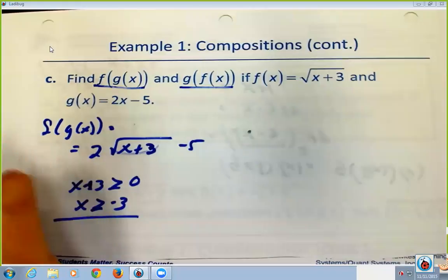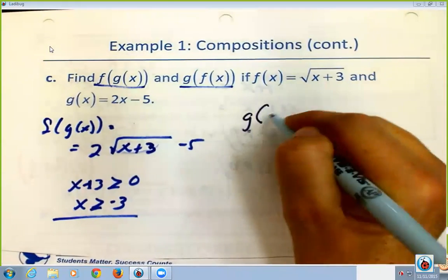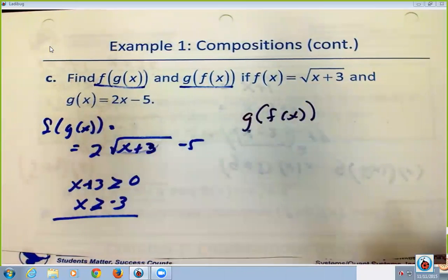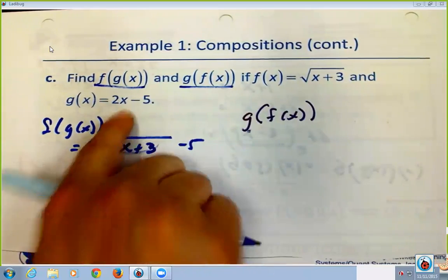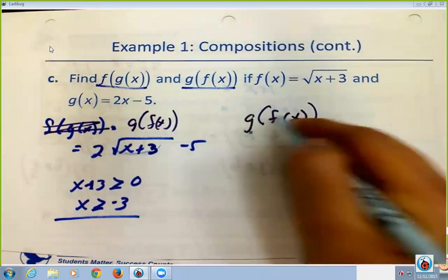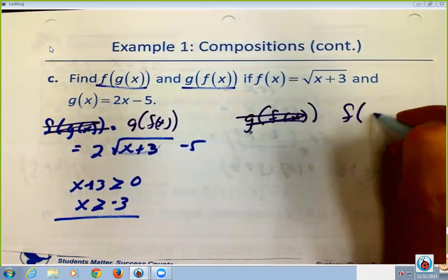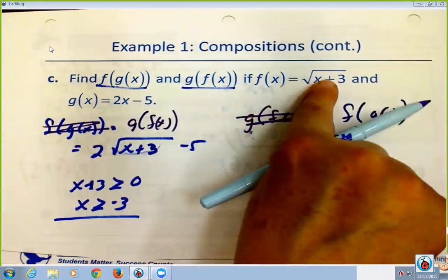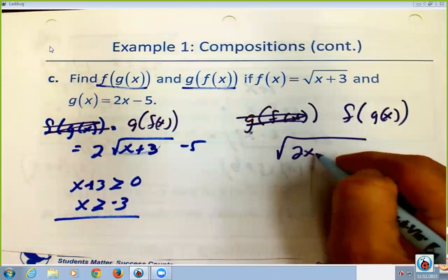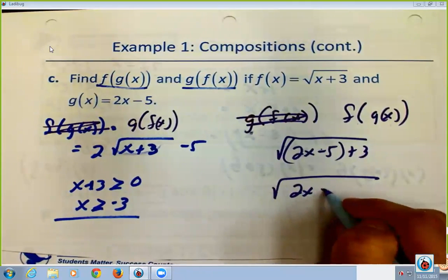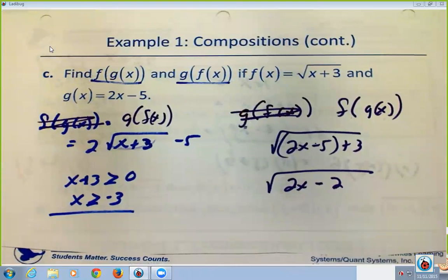And then finally, the last one. And the last one is g f of x. So I'm going to place this inside of that was this one, wasn't it? Yes, that's this one. That's this one. This one is the g at f of x. This one is f at g of x. So that one is going to replace and put that underneath my radical. So the radical is going to be 2x minus 5 plus 3. Or 2x minus 2 would end up being what that one would equal.